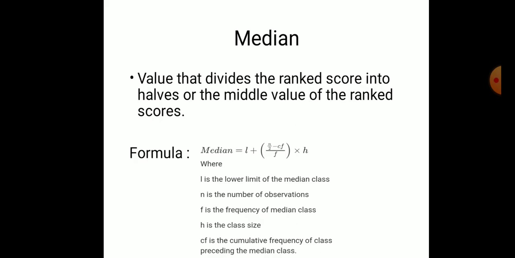We have the formula to follow for the median, where L is the lower limit of the median class, N is the number of observations, F is the frequency of the median class, H is the class size, and CF is the cumulative frequency of the class preceding the median class.